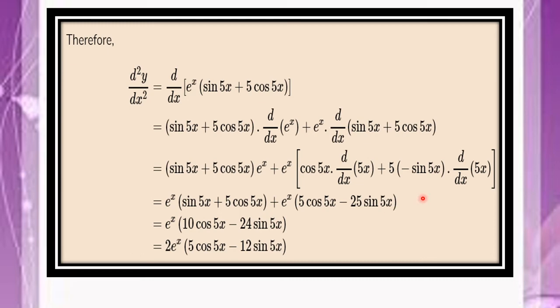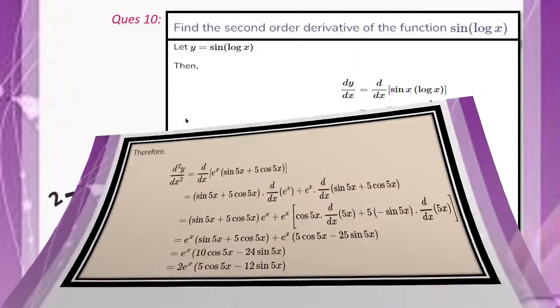Now e power x common throughout, sine 5x and minus 25 sine 5x will be minus 24 sine 5x, and 5 cos 5x plus 5 cos 5x will be 10 cos 5x. 2 also we can take common, and this is the simplified answer.